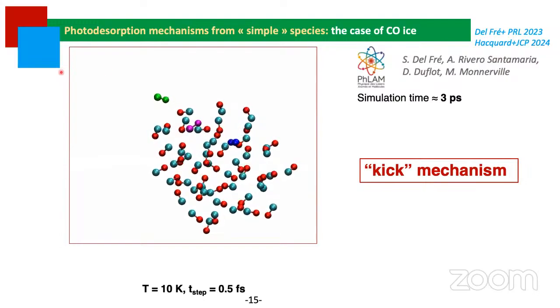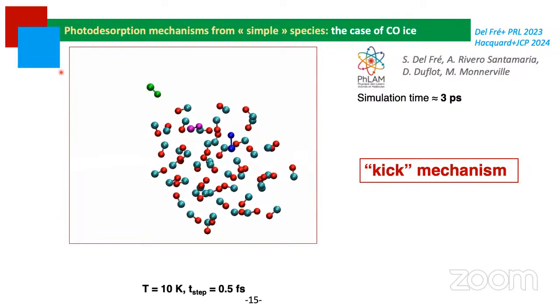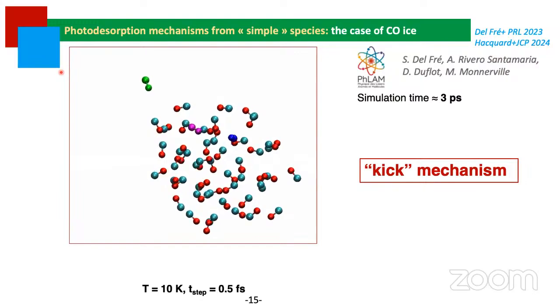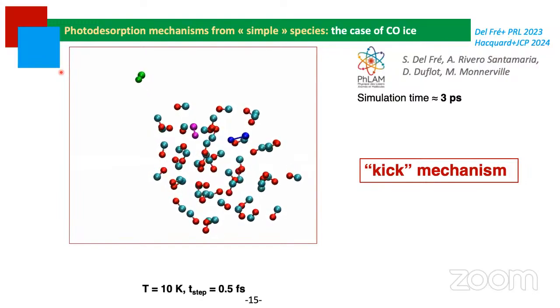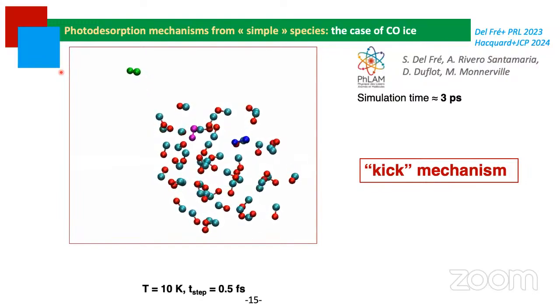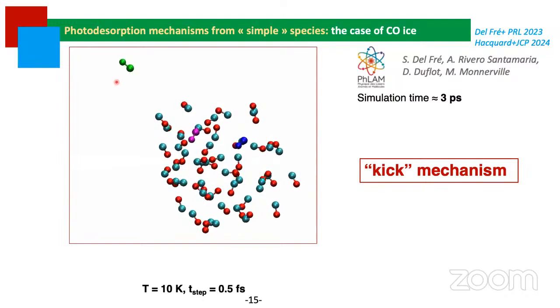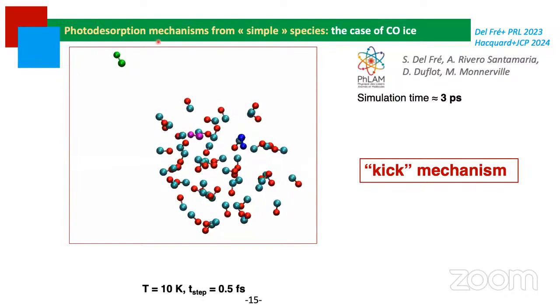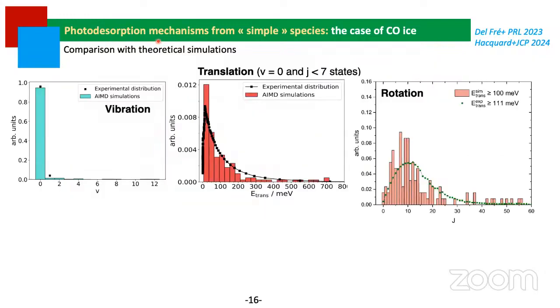So it's very nice because it's really explaining this indirect phenomenon. And what is nice as well with this theoretical calculation is that you can have access to the internal and kinetic energy of the ejected molecules. And with many, many trajectories, you can make some statistics. And if you compare to experiments, this is what you observe.